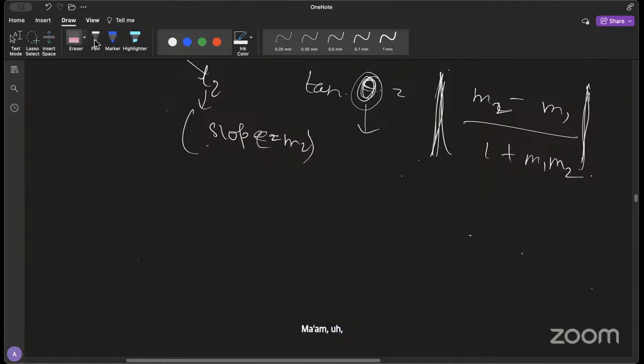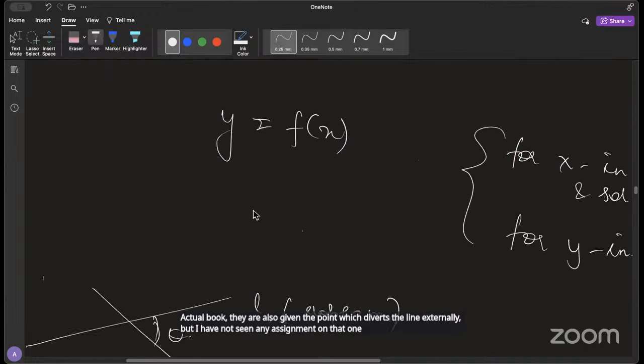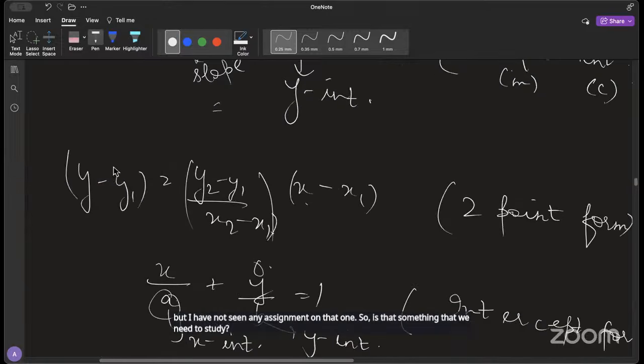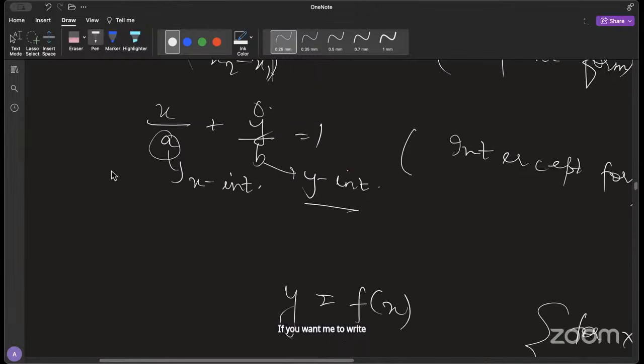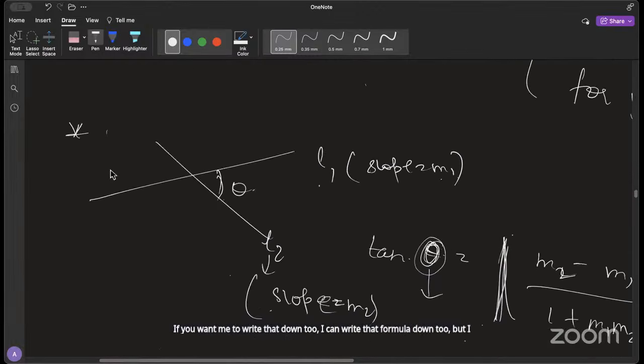In the actual book, they are also given the point which divides the line externally, but I have not seen any assignment on that one. So is that something that we need to study? I don't think so. If you want me to, I can write that formula down too, mx2 minus mx1, but I don't think that's required.